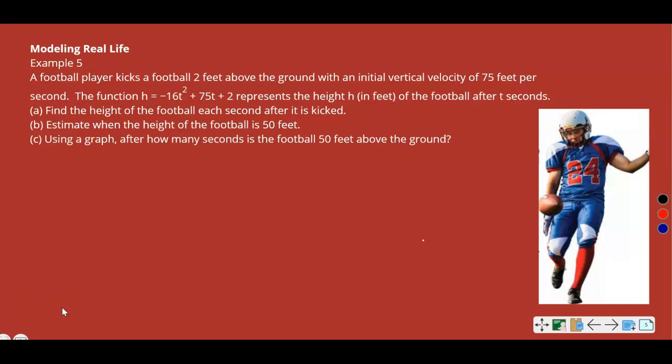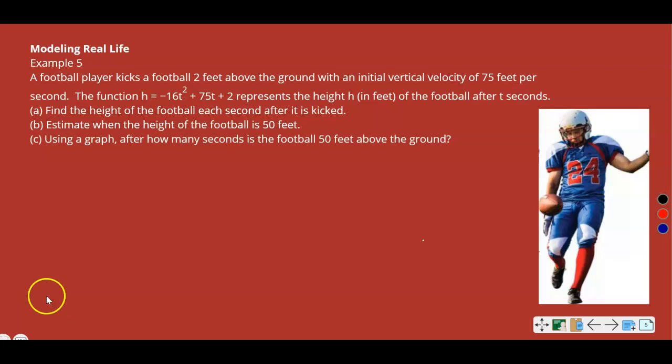Example 5 says modeling real life. A football player kicks a football 2 feet above the ground with an initial vertical velocity of 75 feet per second. The function h equals negative t squared plus 75t plus 2 represents the height h in feet of the football after t seconds. Find the height of the football each second after it's kicked. Then estimate when the height of the football is 50 feet, and then using a graph, after how many seconds is the football 50 feet above the ground?